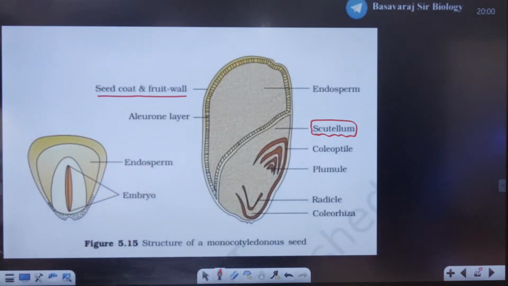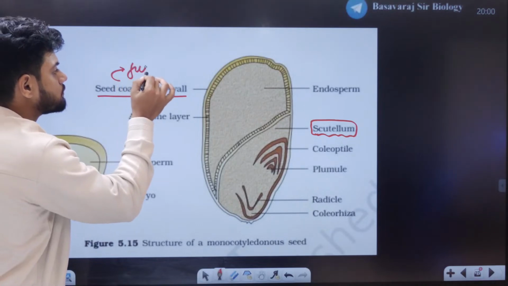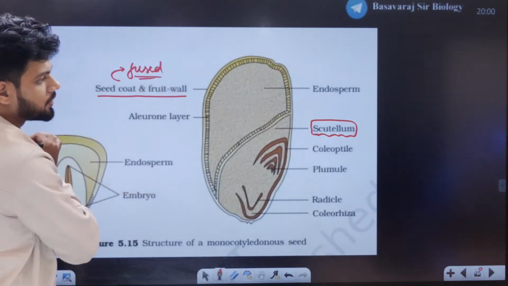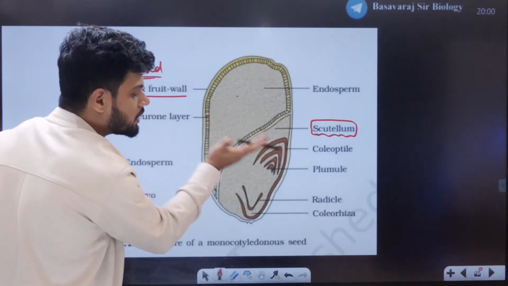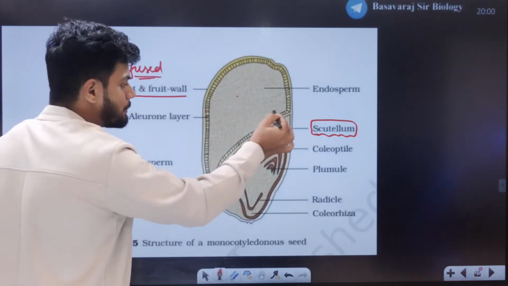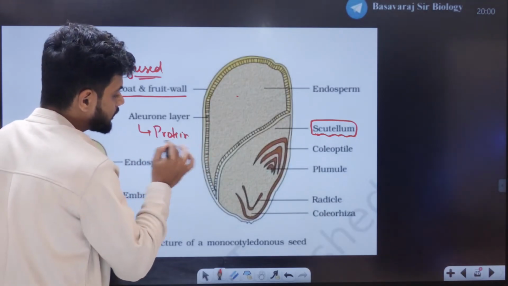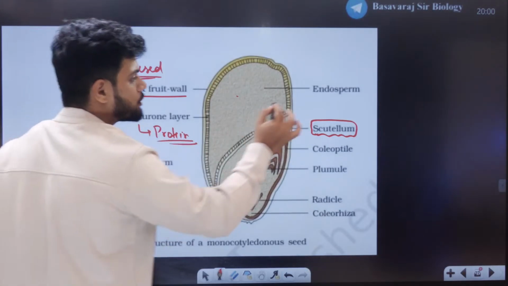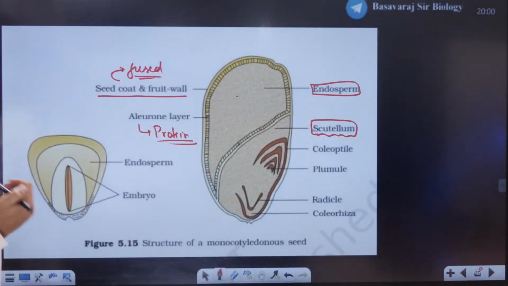Now, why have they written seed coat and fruit wall? Because both are fused here. Okay. Now, the entire endosperm is separated from the cotyledon with the help of a protein layer called the aleurone layer. Endosperm right here helps in developing the embryo.